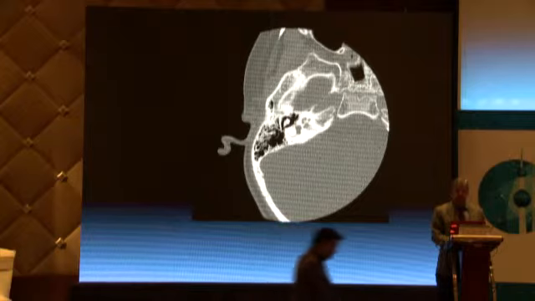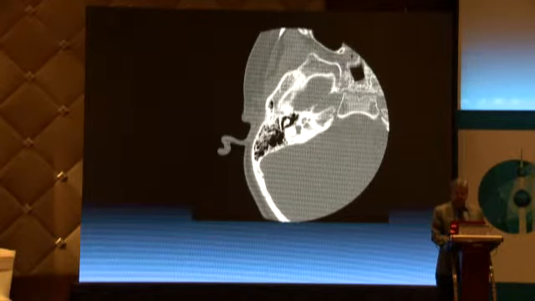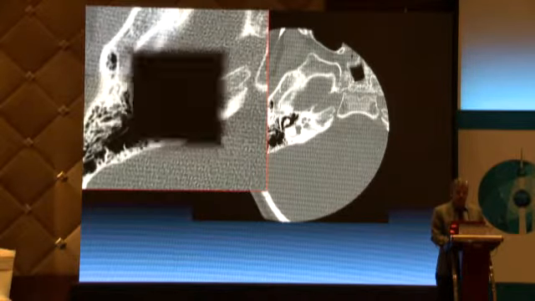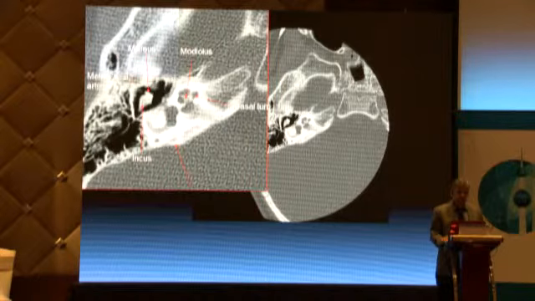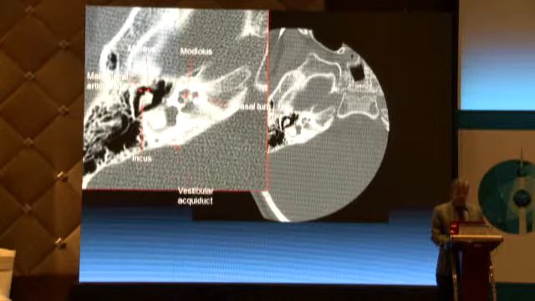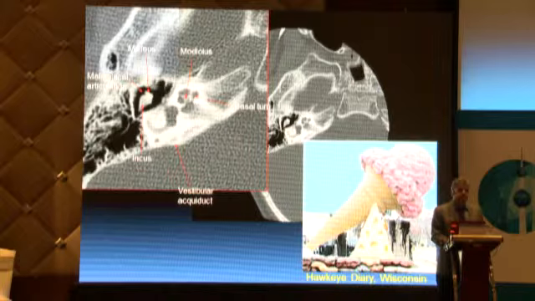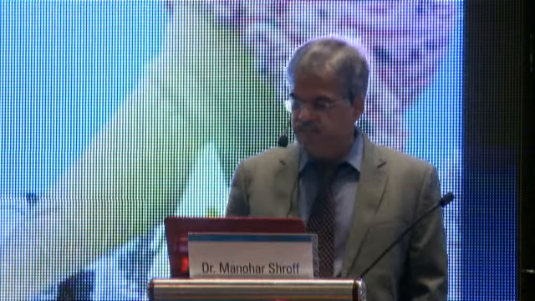So this is an axial CT scan section through the IAC at the level of the cochlea. And you can see the anatomy over here, I've blown that up. This is the cochlear aperture or the cochlear bony nerve canal. This is the cochlear modiolus, the basal turn of the cochlea, the malleus and incus, which together form the ice cream cone sign, and this is the vestibule, and the vestibular aqueduct is over here. So in this patient, the cochlear bony nerve canal is normal, and this is a normal patient with normal anatomy.